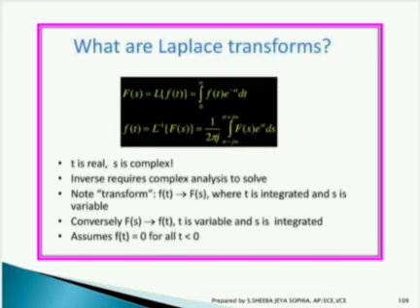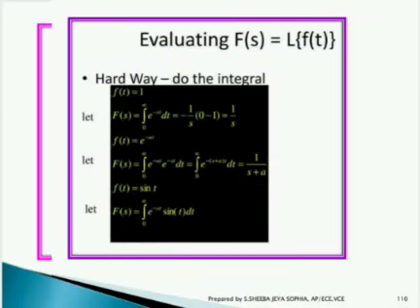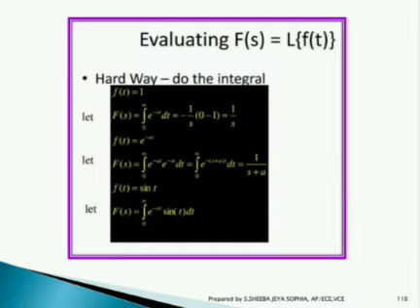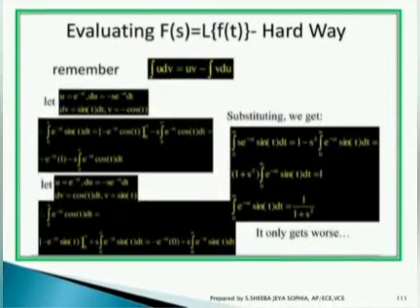Here t is a real variable, s is a complex variable. The inverse requires complex analysis to solve. For f(t) to F(s), t is integrated and s is a variable. Conversely, for F(s) to f(t), t is a variable and s is integrated. Assuming f(t) is equal to 0 for all t less than 0, for evaluating F(s) from L of f(t), we do the integral and we will find the value as shown here.